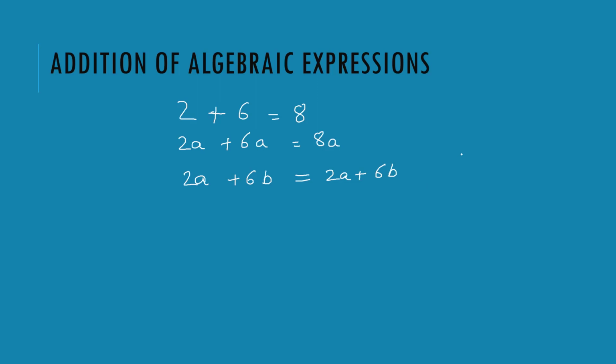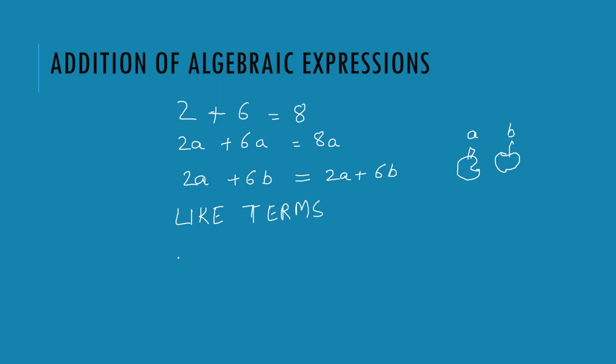Okay, 2a is something, let's say these are mangoes. So your a is mangoes and your b is apples, okay? So you cannot give the answer in apples or in mangoes, right? It needs to be 2 mangoes plus 6 apples. So you can add only the like terms. Remember this. Unlike terms will stay as they are.